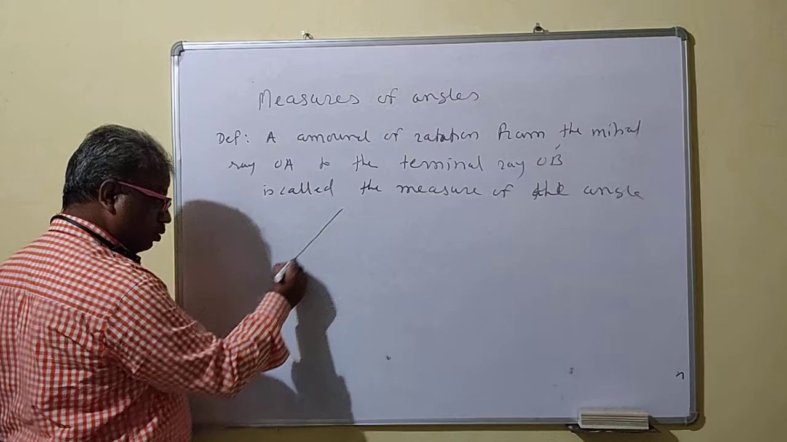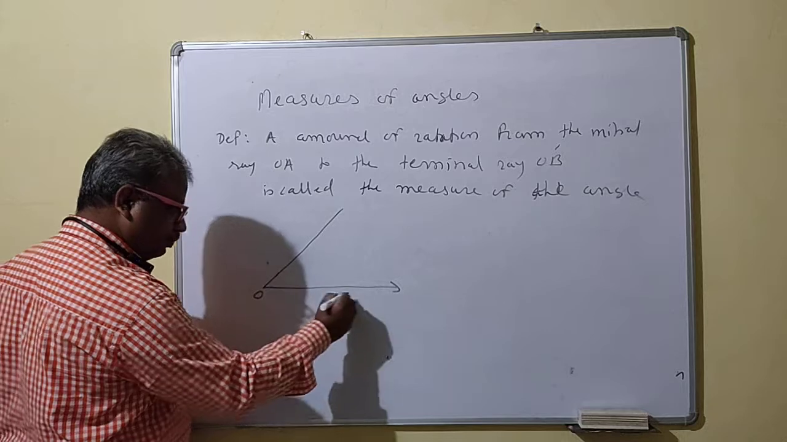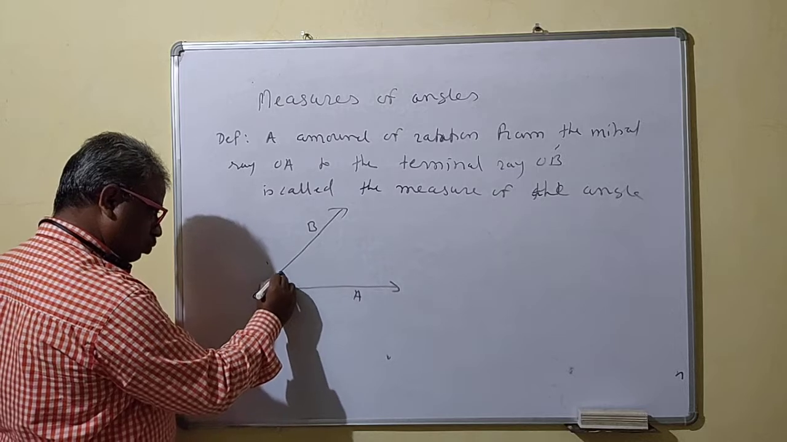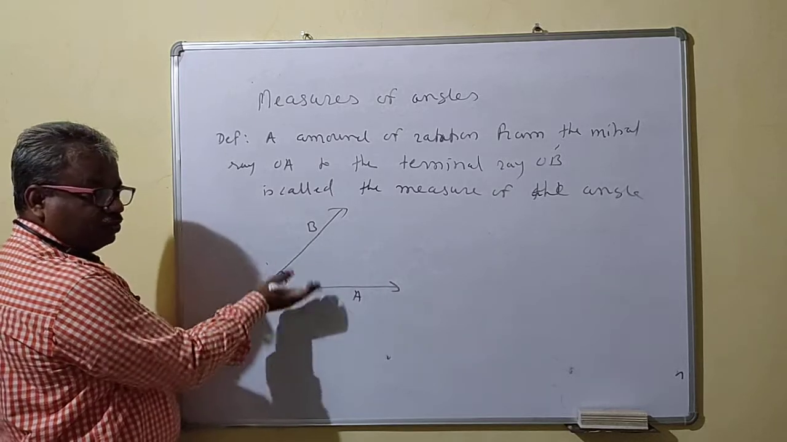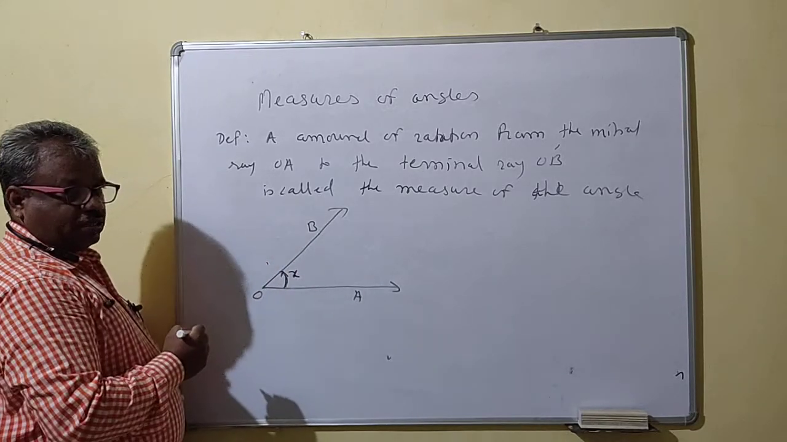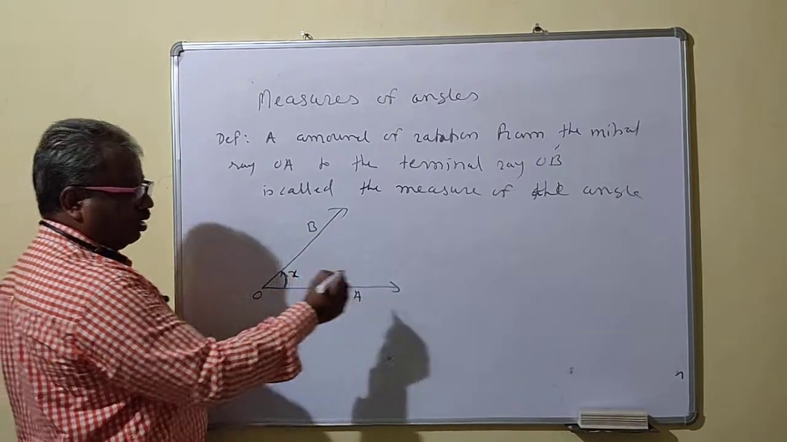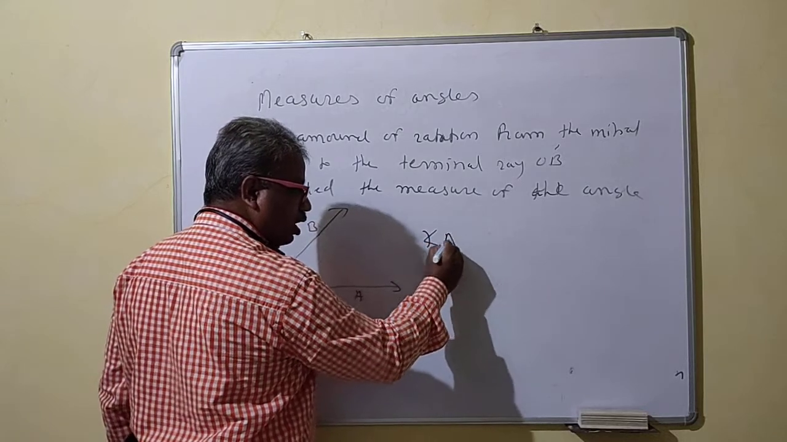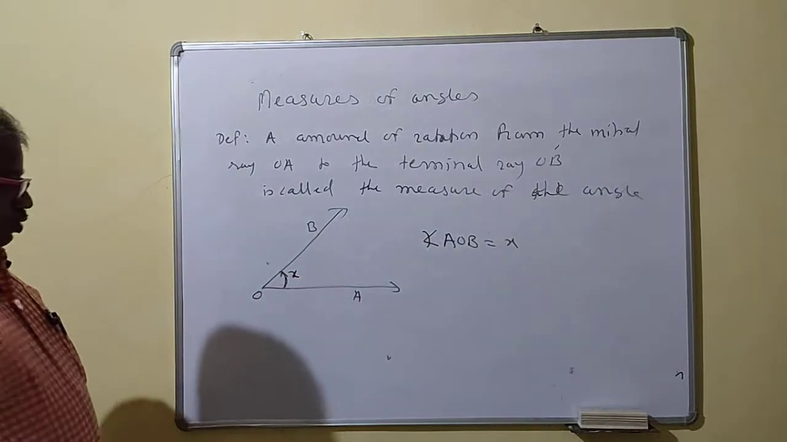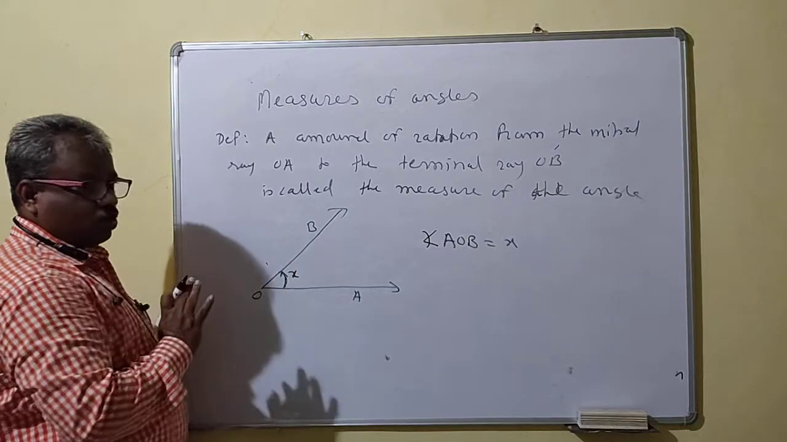So that means, suppose this is a directed angle. This is A, this is B. Now we have to check the amount of the rotation, how much it is rotated. Suppose this is rotated X. This is the amount of rotation. Then we will call this X the measurement of the angle. We will write directed angle AOB is equal to X. So this X is the amount of the rotation of ray OA to ray OB. So X is called a measurement of the angle.